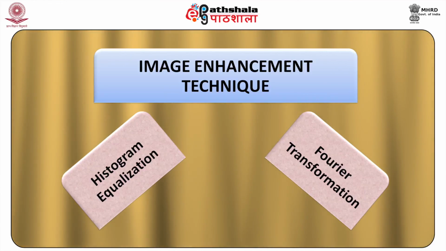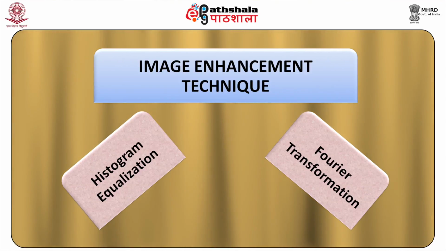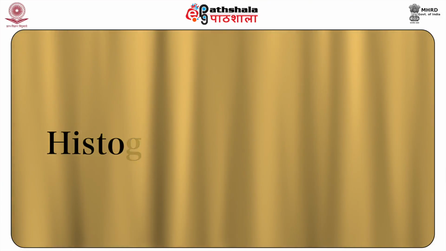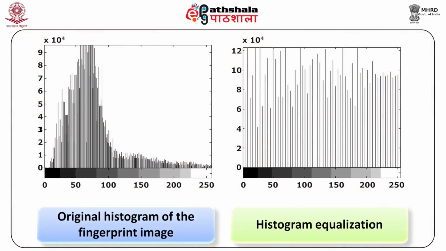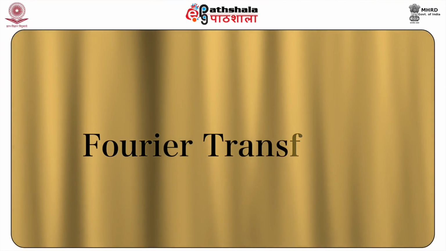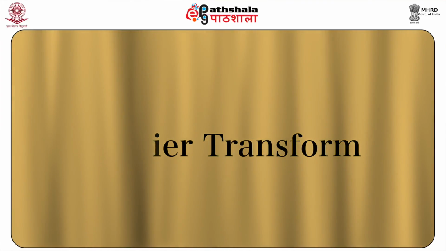The image enhancement technique involves 2 steps. Firstly, it is the histogram equalization and secondly, it is the Fourier transformation. So first, we will go in with the histogram equalization. In case of histogram equalization, the pixel distribution of the image is expanded so that there is an increase in the perceptual information. The figure here shows the original histogram of the fingerprint image and this second figure shows that of the histogram equalization. Next, moving on to the second procedure, that is the Fourier transformation or the Fourier transform.